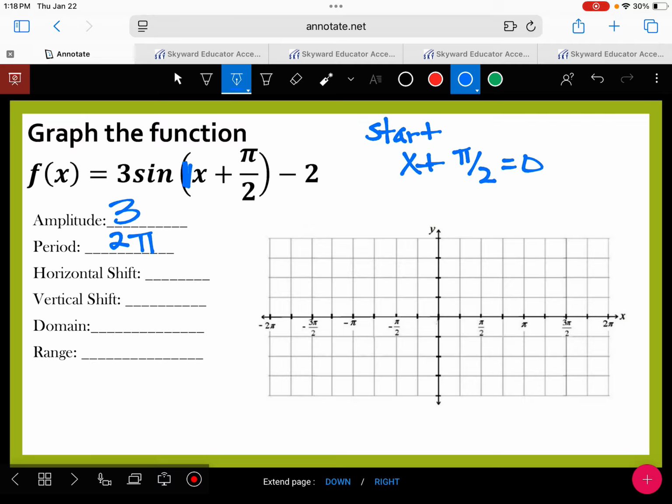Pi over 2 is just a number. If it was x plus 3 equals 0, what would you do? Would you add or subtract? You would subtract.